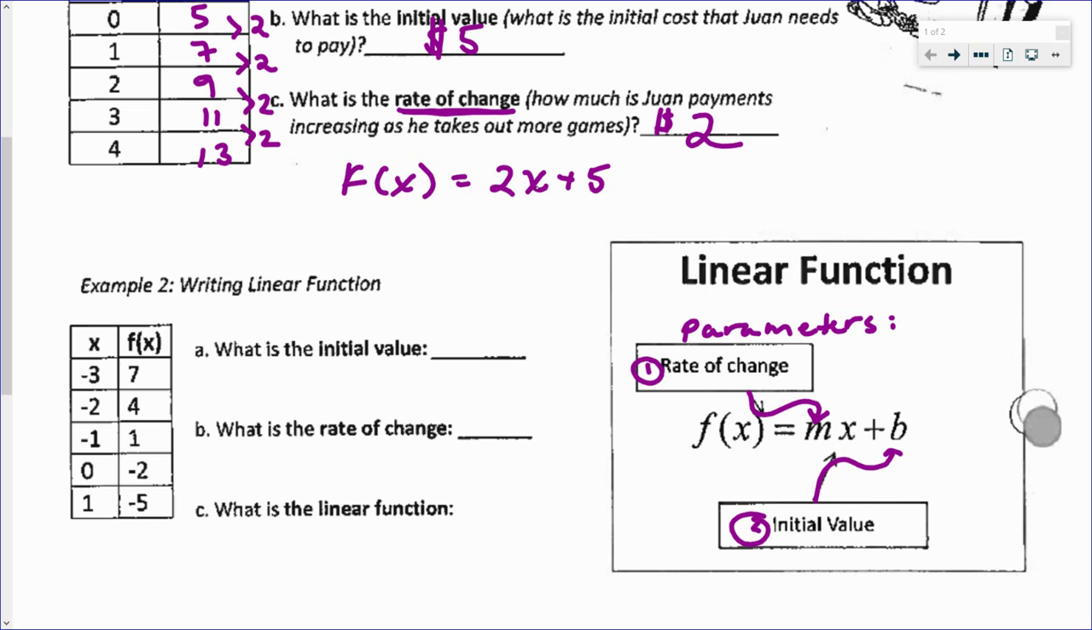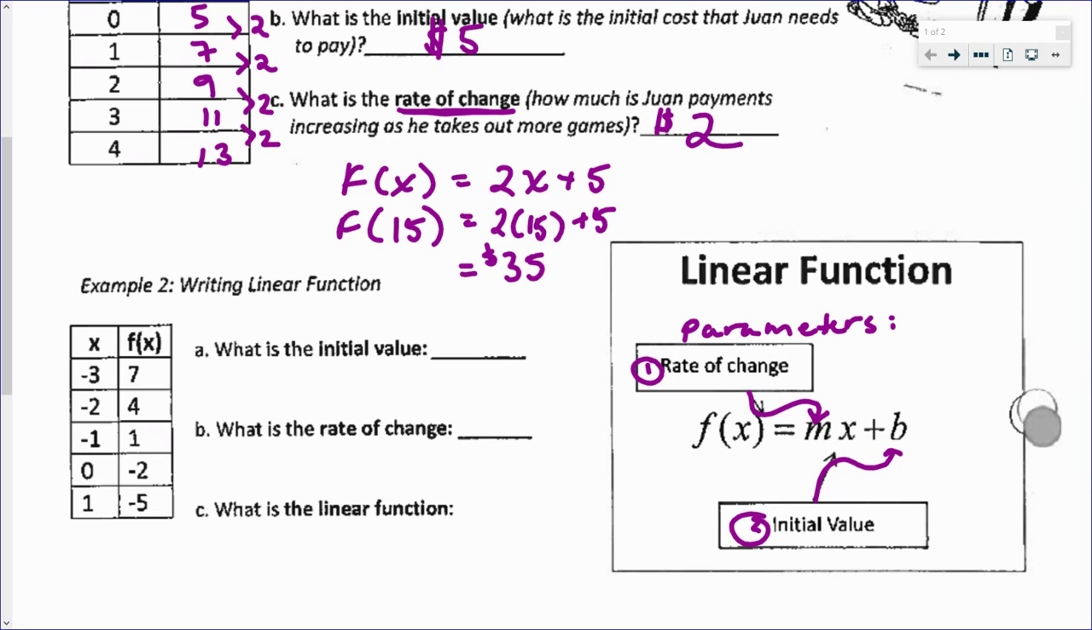So the reason we like to have an equation is because let's say Juan is a really big gamer and he's going to rent 15 games in a month. We can just plug in 15 to represent the number of video games he takes out. And we can easily calculate that it's going to cost him $35 that month to rent 15 games. So having a formula or a model helps us to calculate future values without having to do the entire pattern the whole way out.